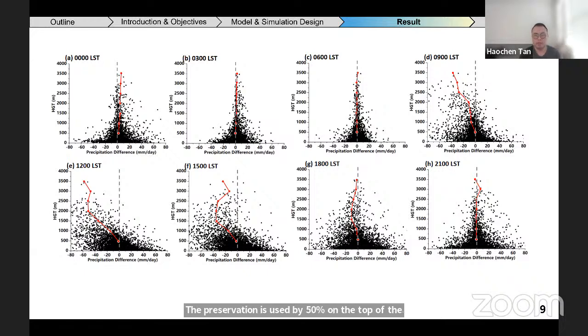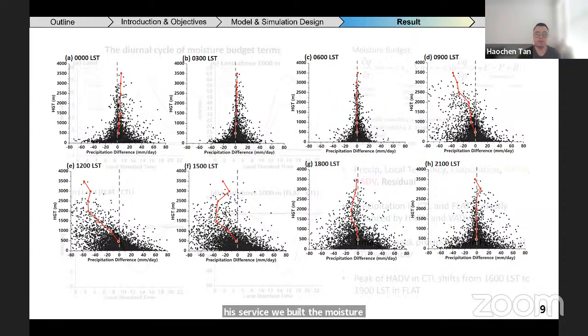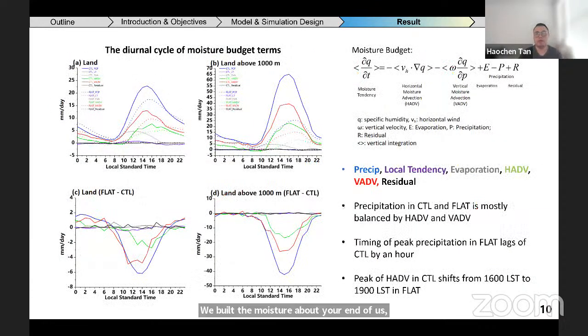To understand the underlying process that leads to this difference, we conducted a moisture budget analysis. To quantify the impact, we conduct the column-integrated moisture budget analysis with this equation. The variables in this equation are the specific humidity, the horizontal wind, vertical velocity, evaporation, precipitation, and residual. The brackets indicate mass-weighted vertical integration from the surface to 100 hectopascals. The term on the left is the moisture tendency, and the first and second terms on the right-hand side are the horizontal and vertical moisture advections.